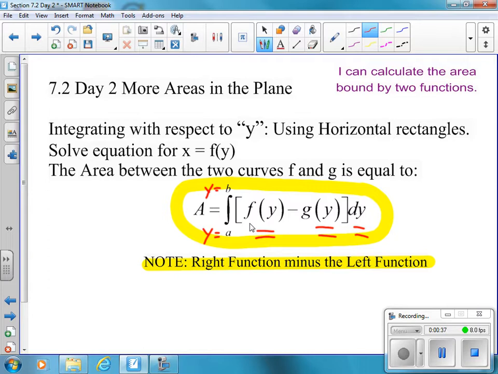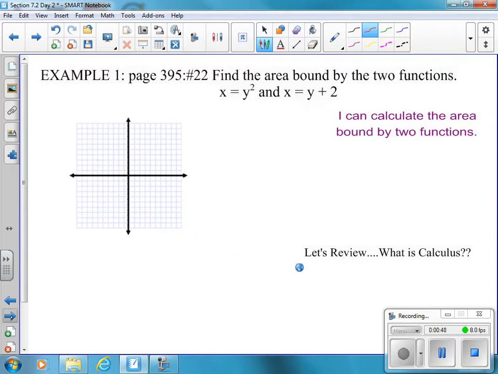And the one thing that's different, remember we took the top function, subtracted the lower function. Now we're going with the right function minus the left function. Those are the big differences between this type of integration.